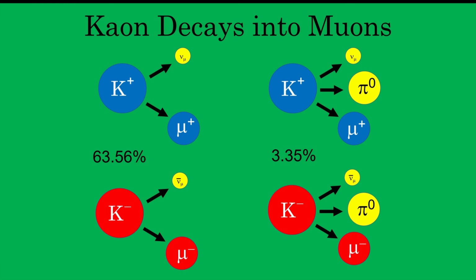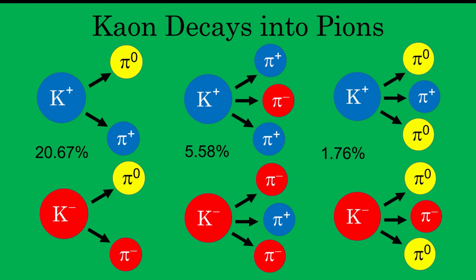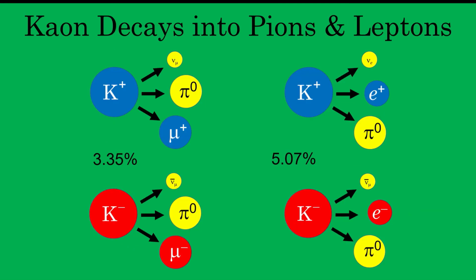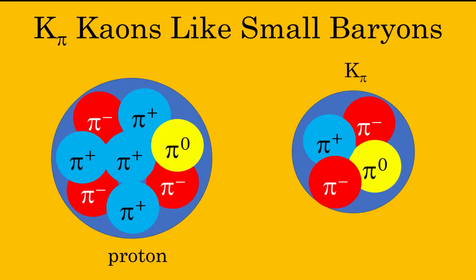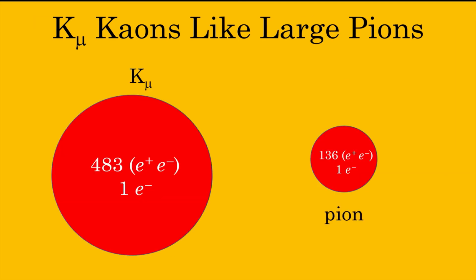Like the pions, charged kaons often decay into muons and their neutrinos. But as we saw in video 5, they can also decay into a collection of pions and even a combination of pions and leptons. This led to the conclusion that there are probably two types of particles called kaons, labeled K sub mu for kaons that decay into muons and K sub pi for those that decay into pions. While the K sub pi kaons are thought to be collections of pions, smaller versions of the baryon, the K sub mu kaons appear to be a variation or extension of the pions.